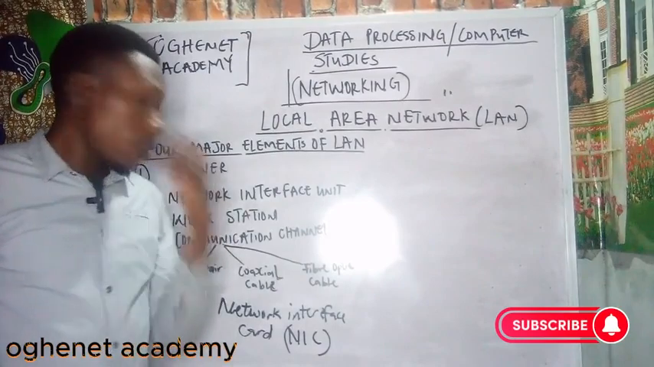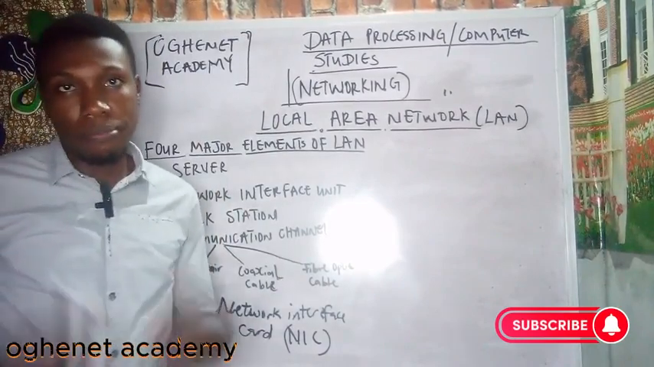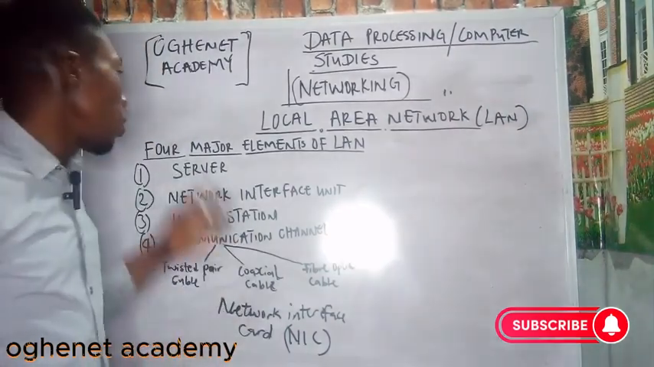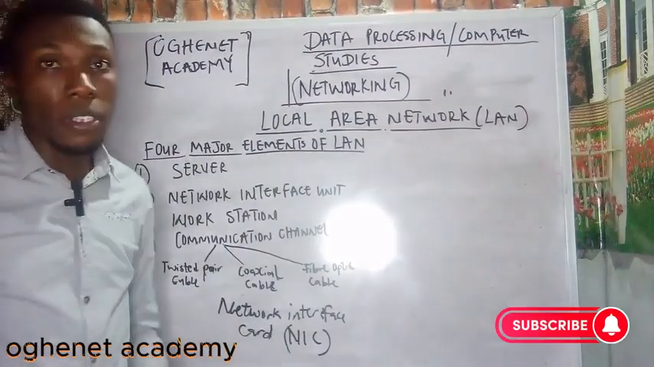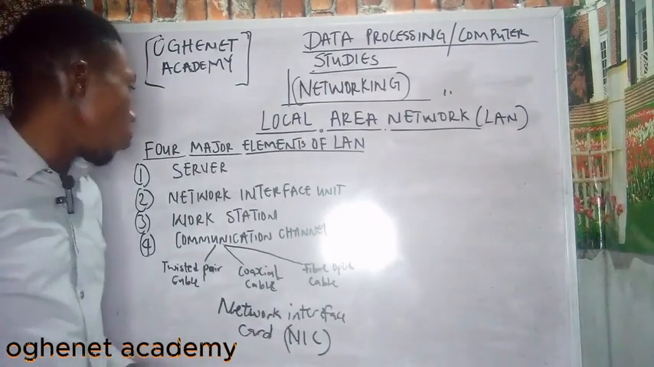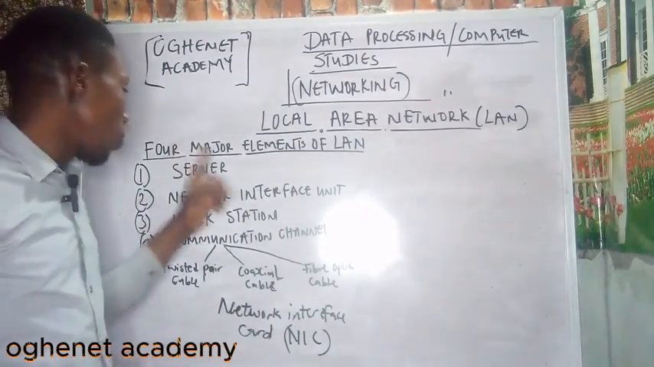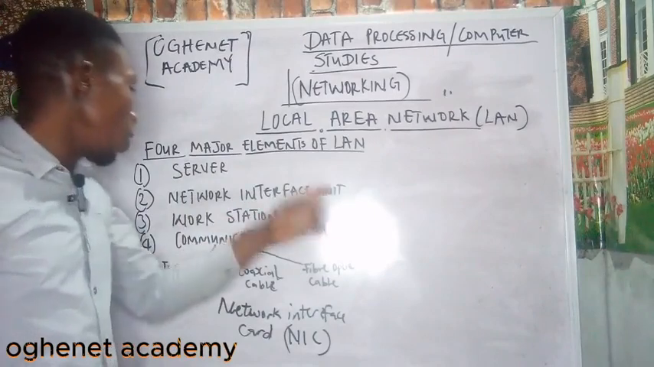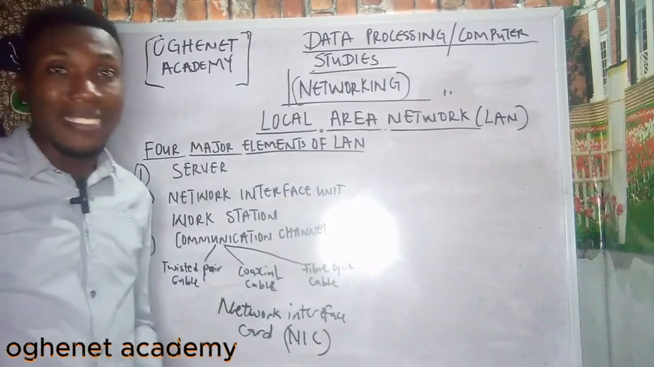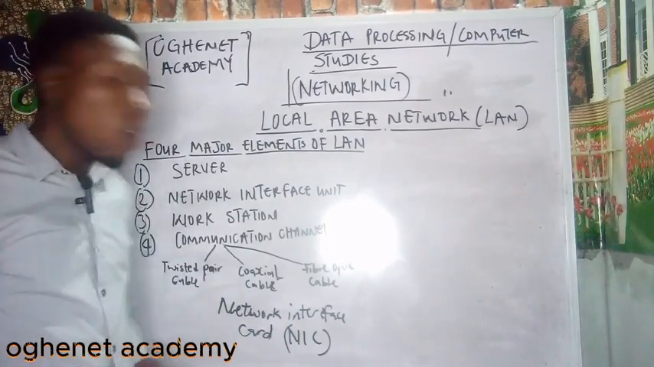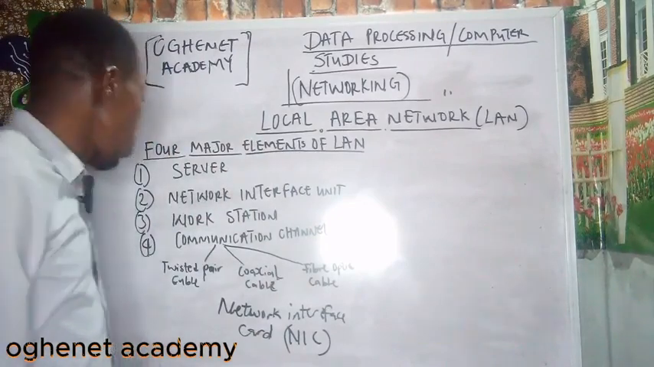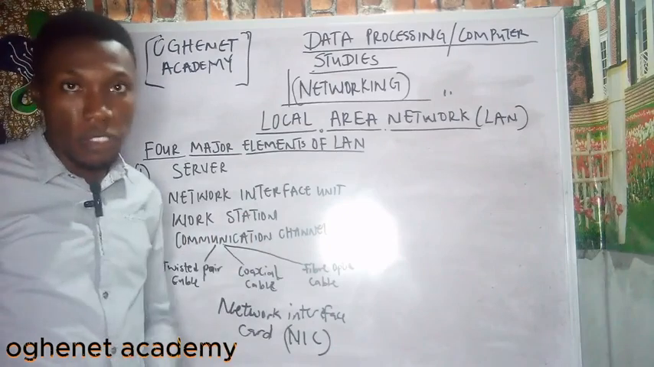Academy. In the past few tutorials, we have been dealing with the four major elements of the local area network. In the previous tutorial, I talked about the server and the network interface unit. Today we're going to be talking about the third element of the local area network, which is the workstation.